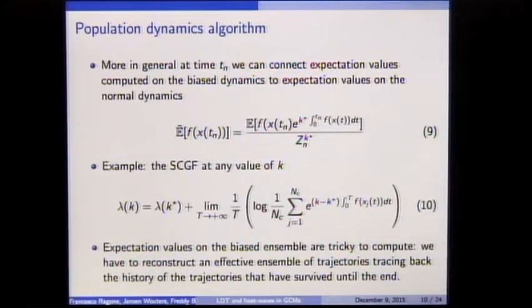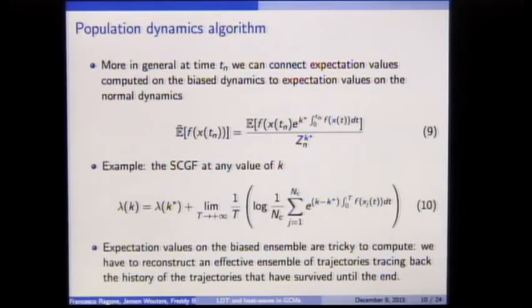Just as an example, if you want to compute the scaled cumulant generating function for any value of k, you apply this formula and you get these results. Basically it is the scaled cumulant generating function at k star plus a correction, whose form looks very reasonable, as you can see. You are basically shifting everything around k star.